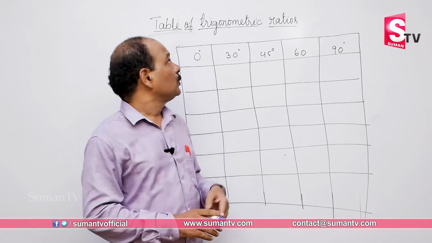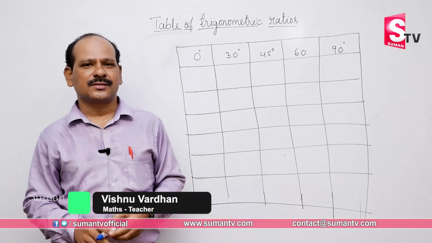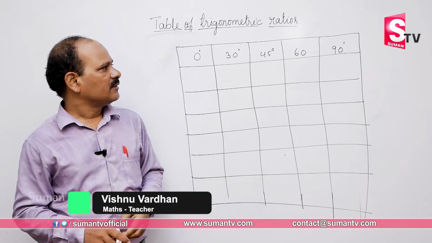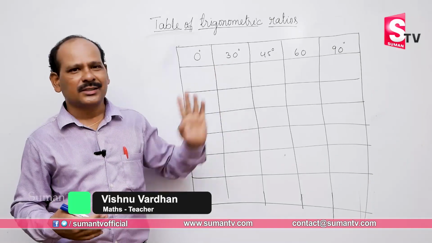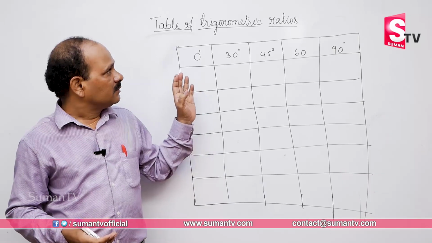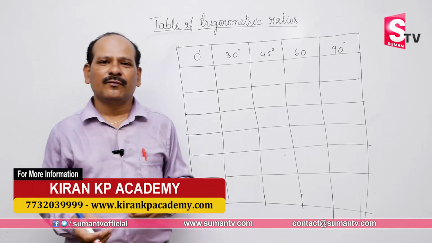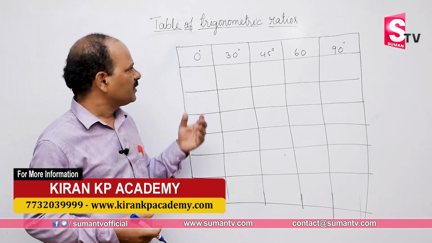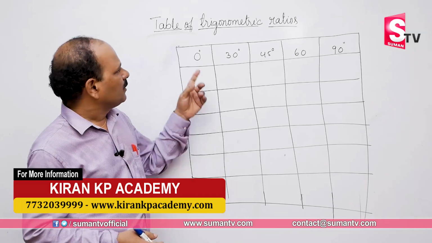Today I am going to explain the table of trigonometrical ratios. Most of the students find it very difficult to remember all the trigonometrical ratios. For them, this is the table. You can construct this table within 5 to 6 minutes. I will tell you more easily how to construct the trigonometrical table.